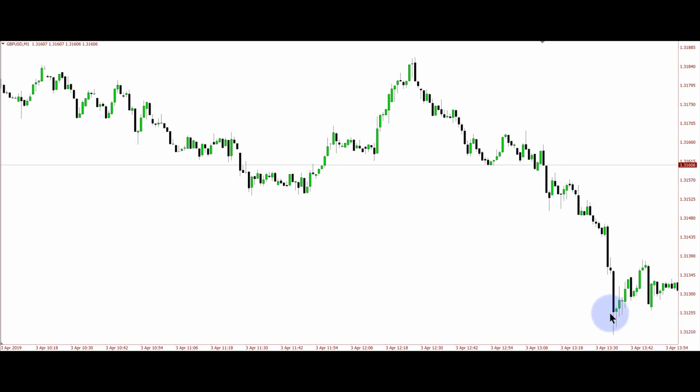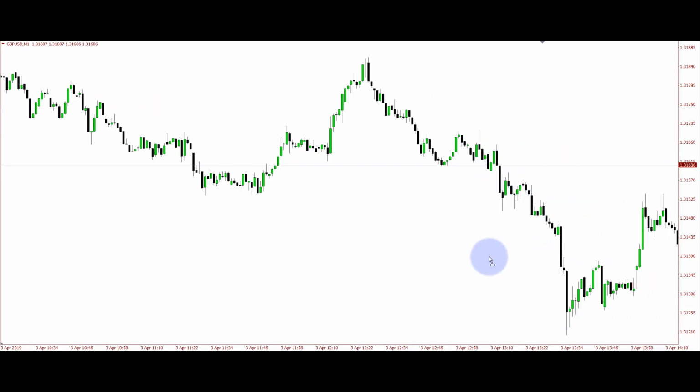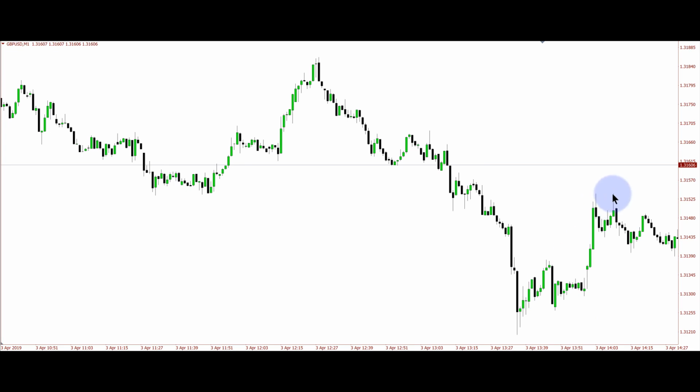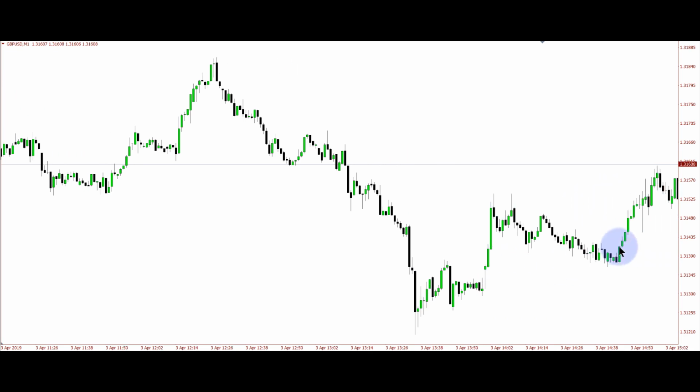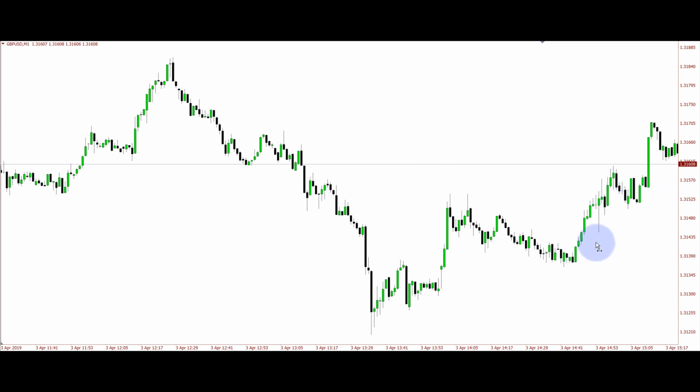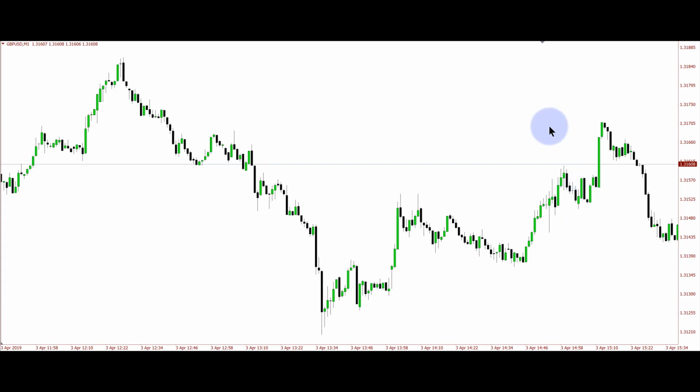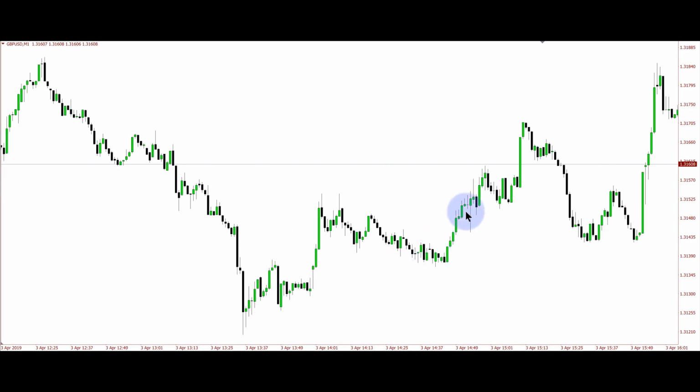Price fell out of bed a little bit more. Come back up, create equal highs. Ran through that. And then sent it higher one more time above these equal highs. And we have another market maker sell model, but this is one that does not continue.